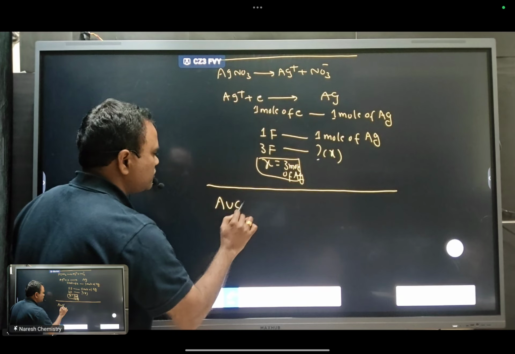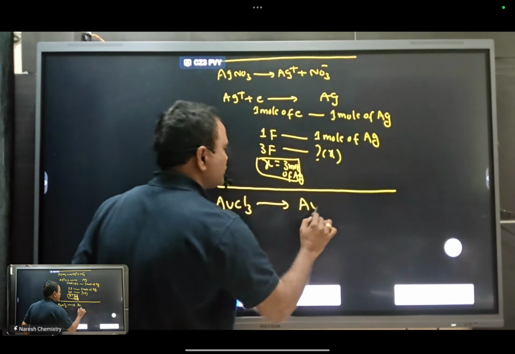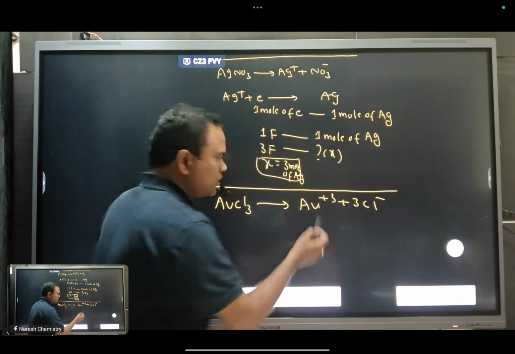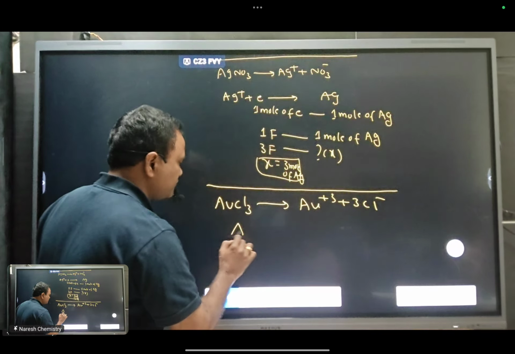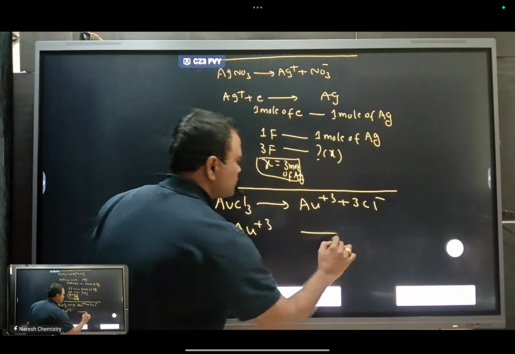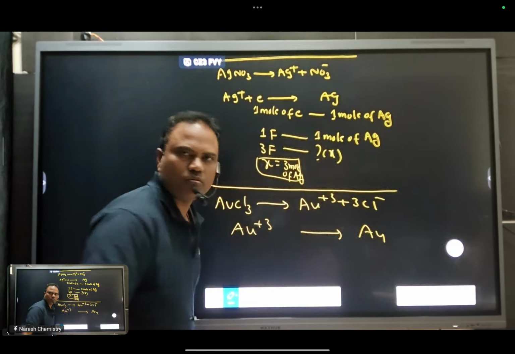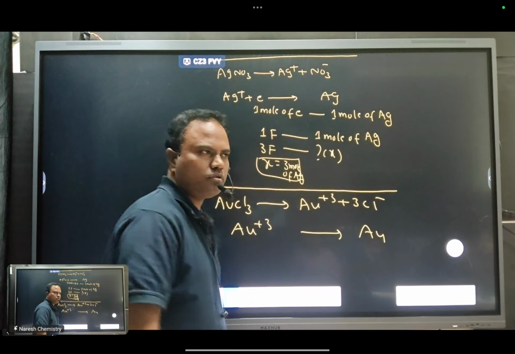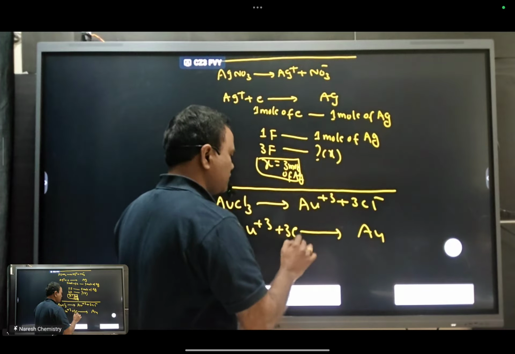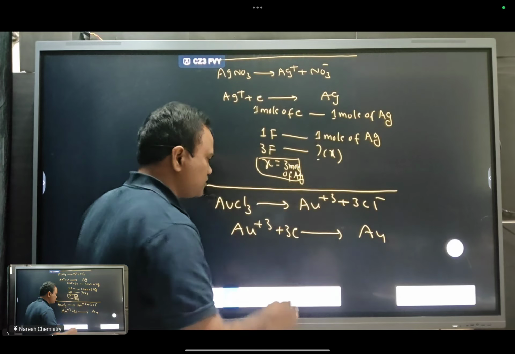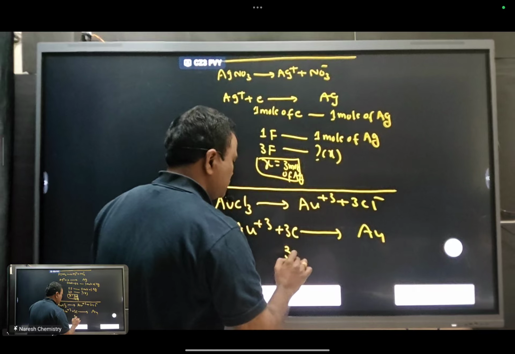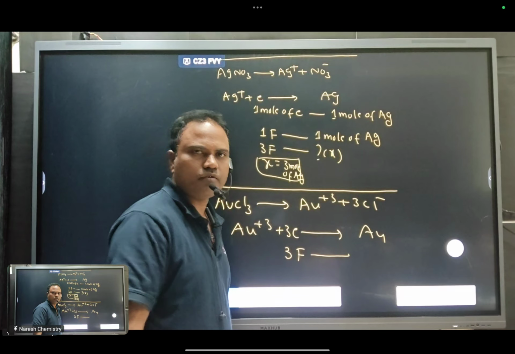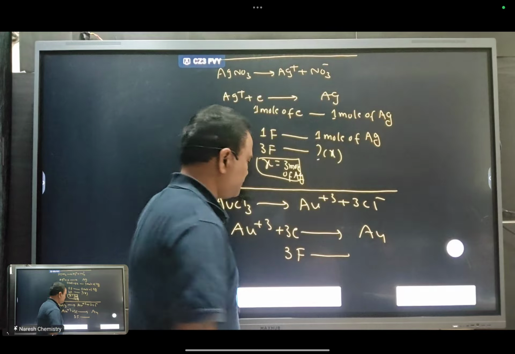AuCl3 gives rise to Au plus 3 plus 3Cl minus. Take Au plus 3. Au plus 3 gives rise to Au. To get 1 mole of Au, how many moles of electrons do we have to write? 3 electrons means 3 moles of electrons, which is 3 Faraday, directly. 1 mole of electron is 1 Faraday, so 3 moles of electrons is 3 Faraday.